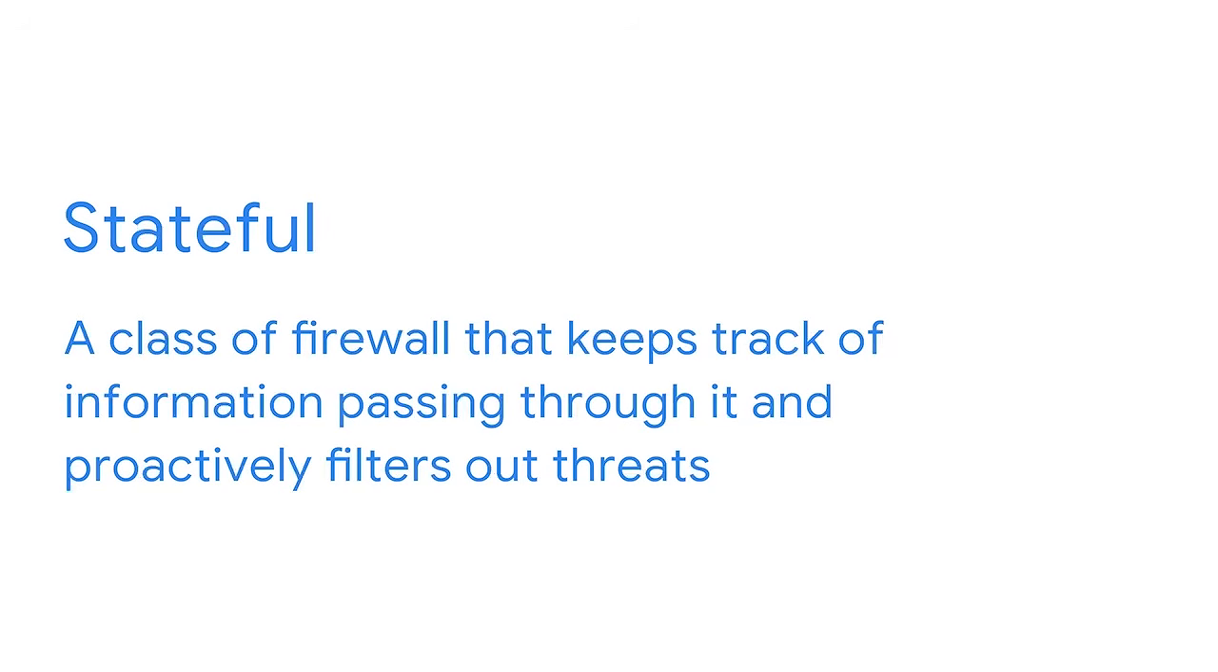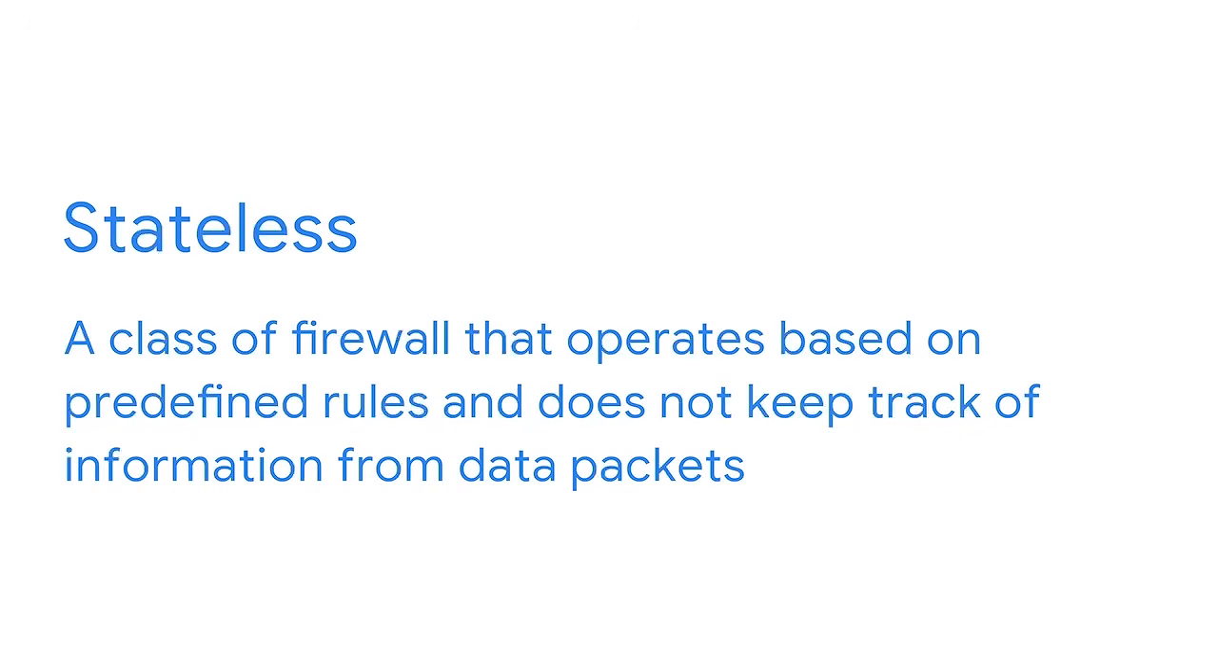All the firewalls we have discussed can be either stateful or stateless. The terms stateful and stateless refer to how the firewall operates. Stateful refers to a class of firewall that keeps track of information passing through it and proactively filters out threats. A stateful firewall analyzes network traffic for characteristics and behavior that appear suspicious and stops them from entering the network.